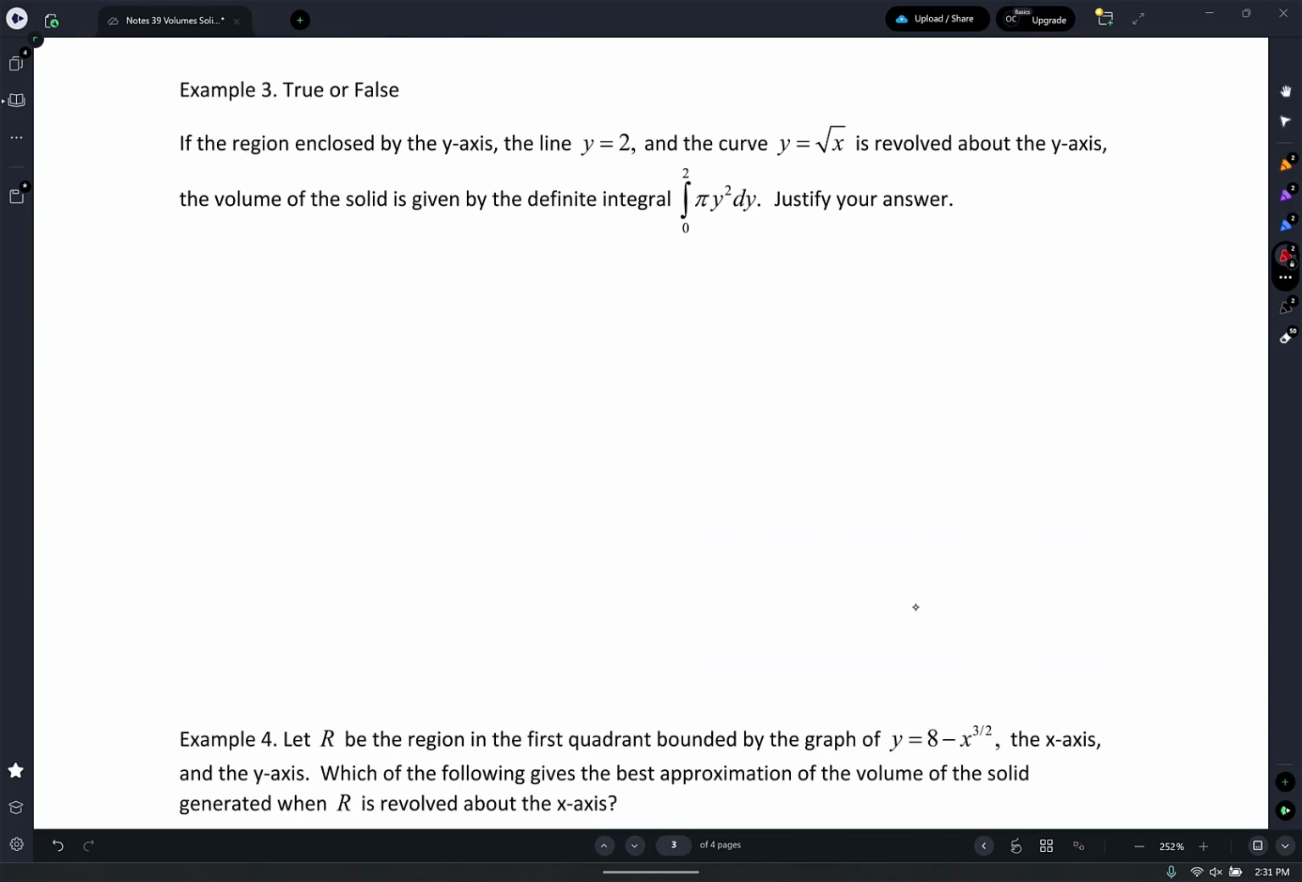All right, here we go. Question 3, and we're going to go slow. The region enclosed by the y-axis, the line y equals 2, and the curve y equals square root of x is revolved about the y-axis.